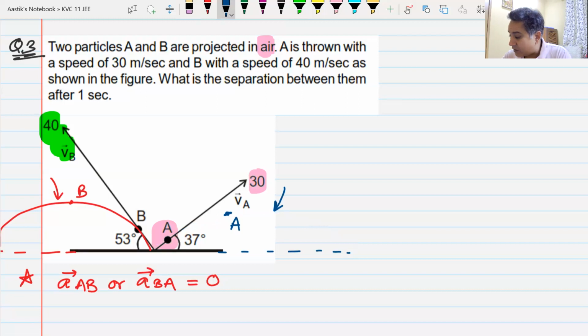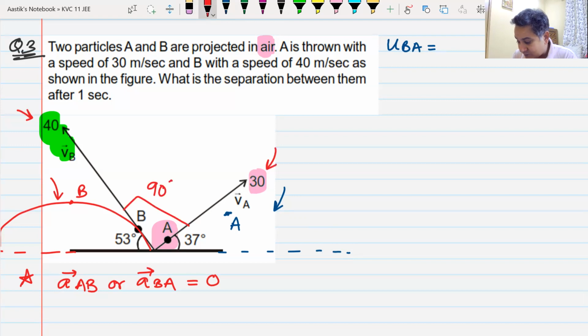So first of all, I find the initial velocity of B with respect to A. There are different ways in which you can find it, but you see one thing, and that is how you observe. The velocity of A in magnitude is 30 and this is 40. And the angle between the two velocities, how much? 90, yes or no? The question is designed in such a way.